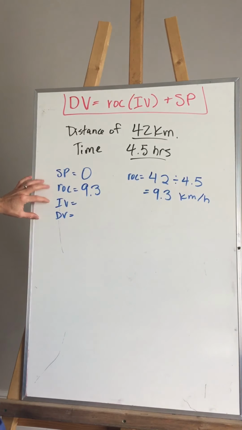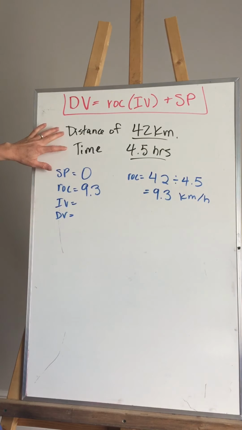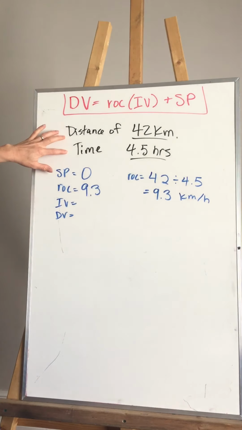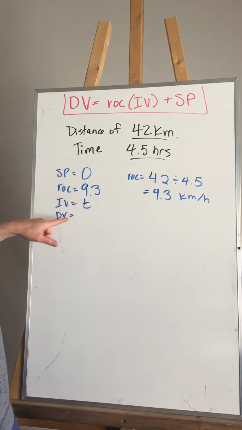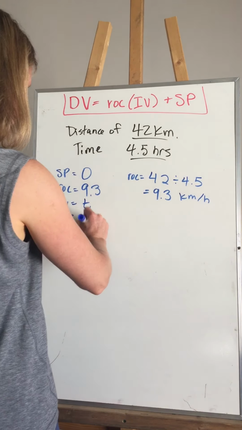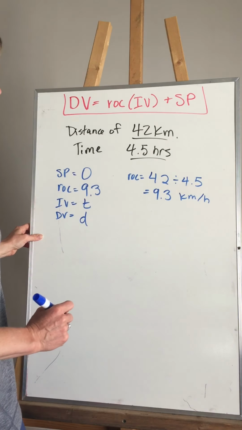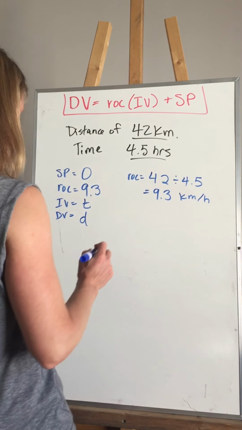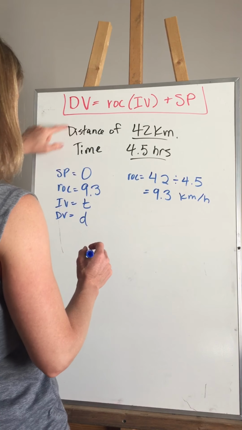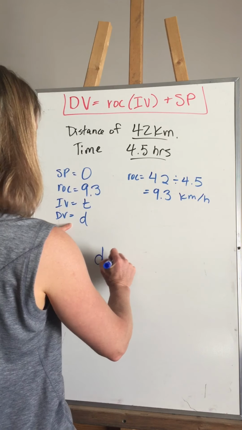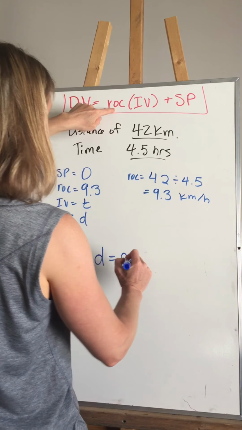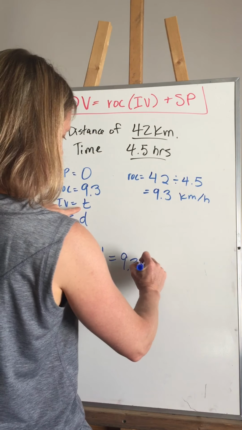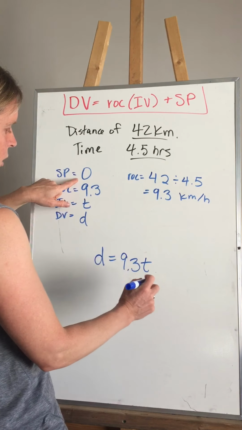So here I'll write 9.3 for the rate of change. My independent variable, my dependent variable: one's going to be distance, one's going to be time. If you're ever given time, that's going to be your independent variable. So I'm going to write t for that, and my dependent variable is distance. To write an equation for the two boys running this race, d equals the rate of change, 9.3, times my independent variable, t, plus my starting point, which is 0.